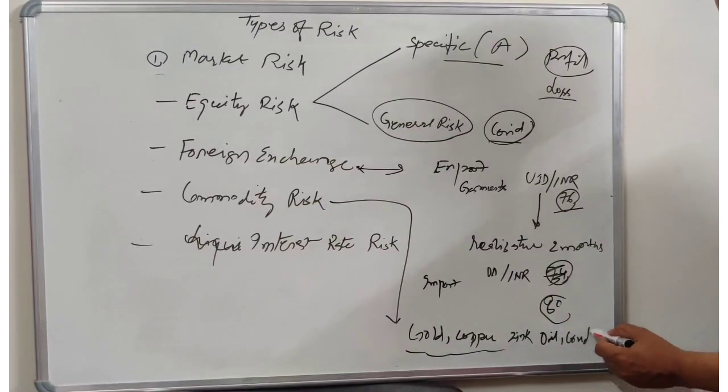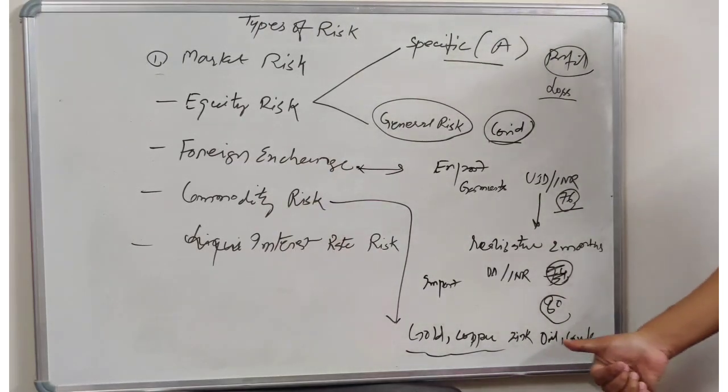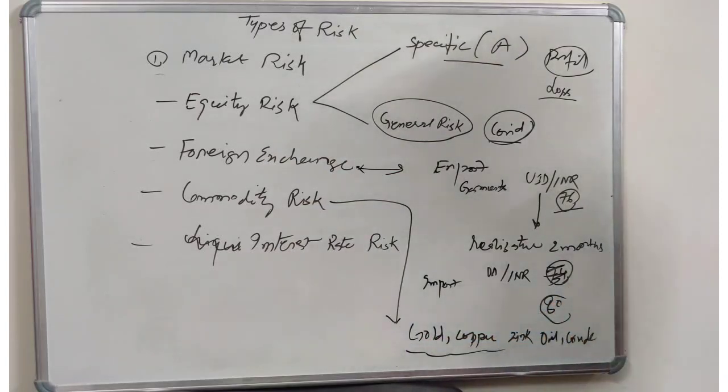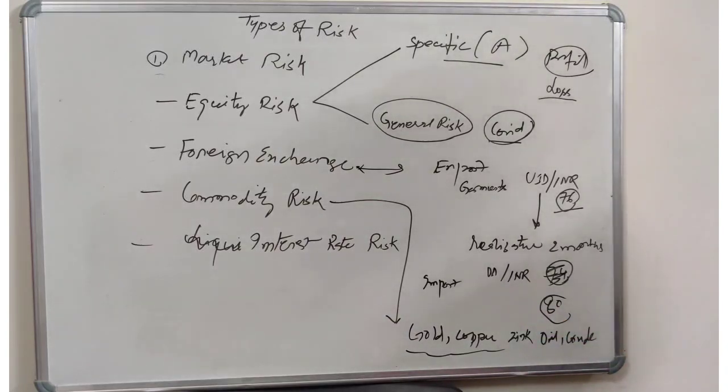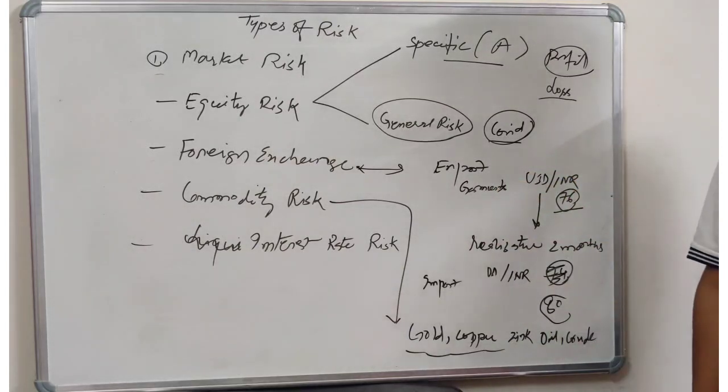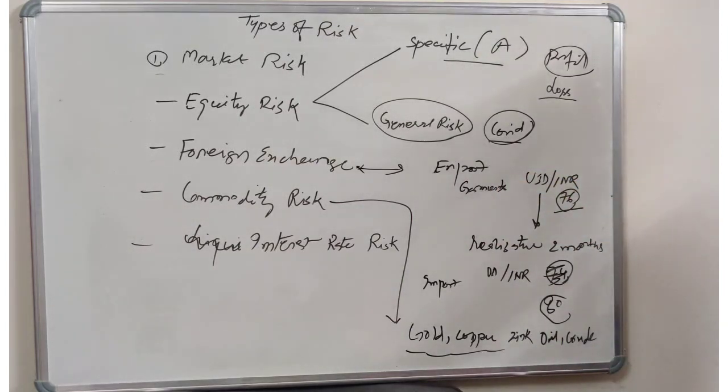crude. So jewelers are exposed to gold rates, like the airline industry is exposed to crude prices. Similarly, many industries are exposed to these commodities, and their price fluctuations also have an effect on their balance sheet. So this is an example of commodity risk. Now come to interest rate risk. Interest rate risk is the risk when the interest rate changes against your positions.